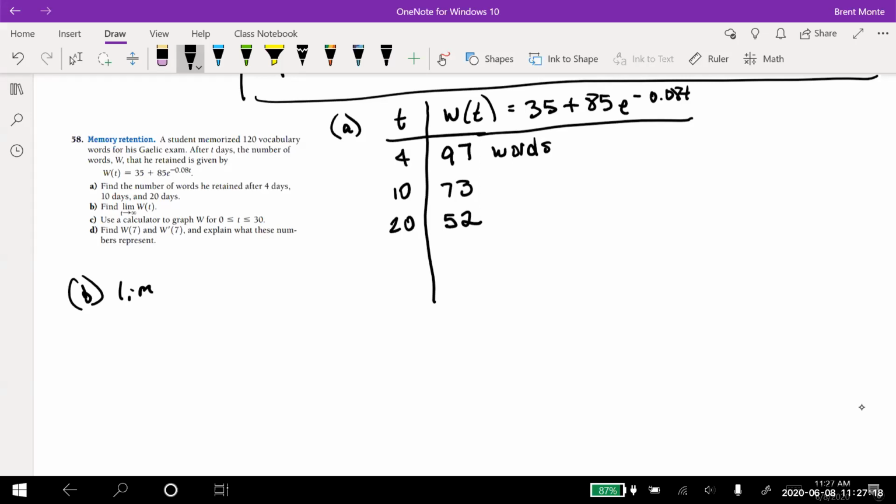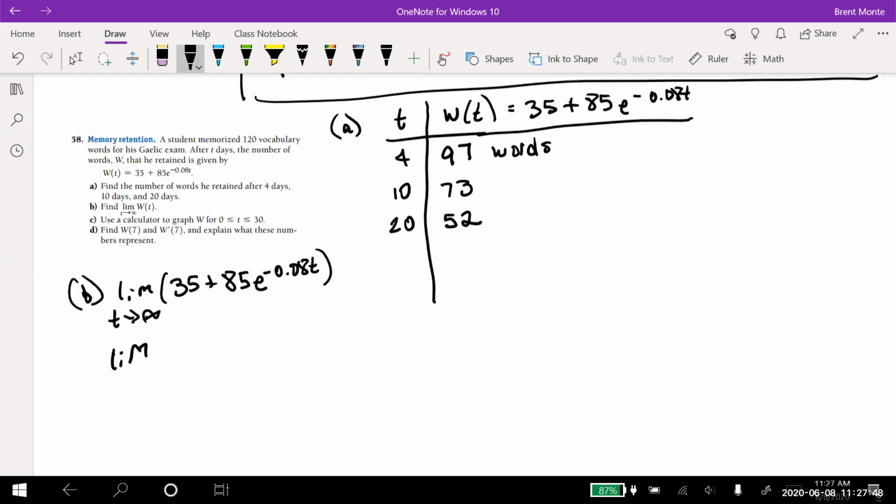Limit as t goes to infinity. Now let's write down the formula. Instead of writing W of t, we'll write down the 35 plus 85 e to the negative 0.08t. So that's the question. But one thing I want to point out, that negative exponent, notice that flips over and makes a denominator out of the e to the 0.08t.